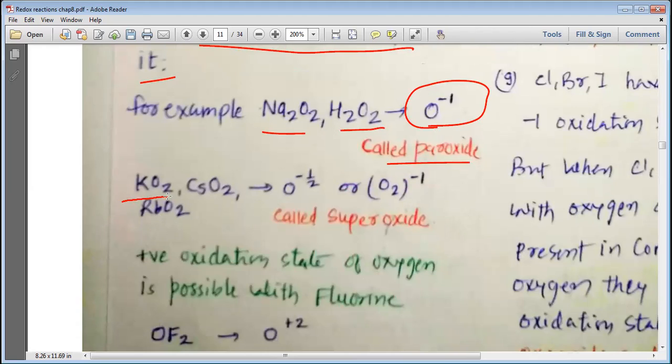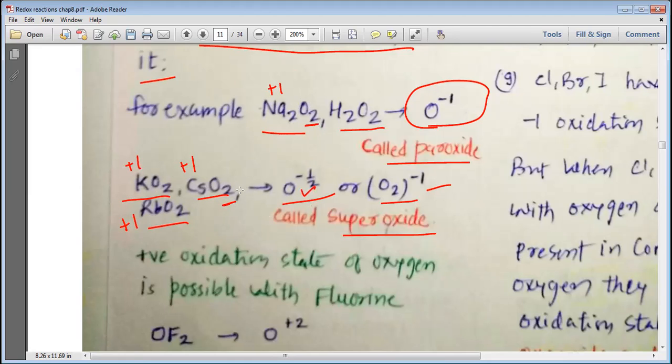In superoxides like KO2, CsO2, or RbO2, the oxidation number for oxygen is -1/2 for O, or -1 for O2, which is called superoxides. But now if you remember the rule that sodium will always have +1, potassium will always have +1, cesium will always have +1, rubidium will always have +1, you can easily identify that here the oxidation state of oxygen will be -1 and here the oxidation state of oxygen will be -1/2.